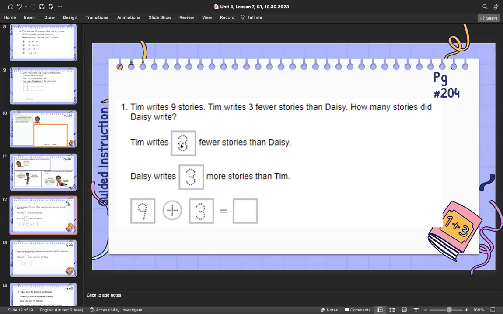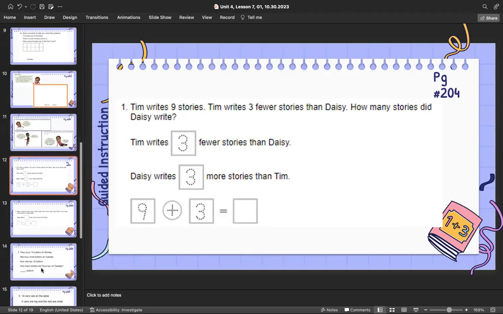Okay, 3. So Tim's writing 3 fewer stories than Daisy. So we write 3 in here. Daisy writes 3 more stories than Tim. So then we have our equation down here. They're going to try to trick you. So just pause and spend a little bit more time on this problem if you need to with your learning coach.